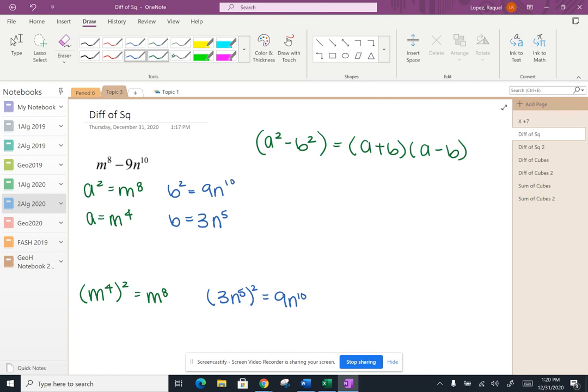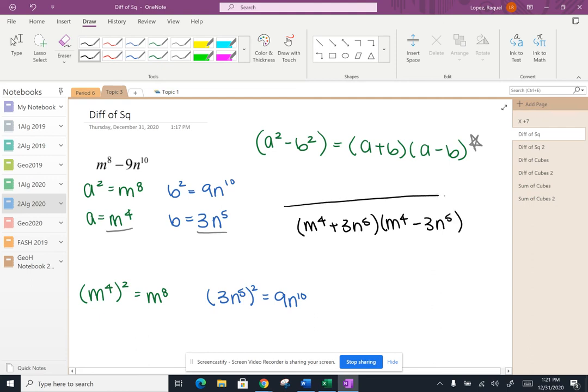Now that I've identified what my a is and what my b is, I can substitute them into my identity. So when I factor this expression, I'm going to get m to the 4th plus 3n to the 5th, and then m to the 4th minus 3n to the 5th. Go ahead and try the next one on your own, and then check the solution video to review your work.